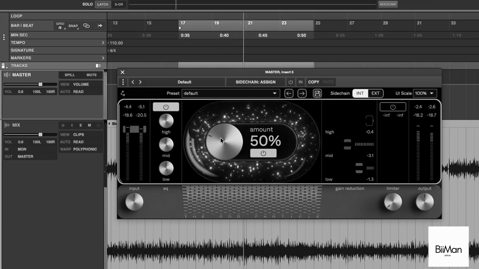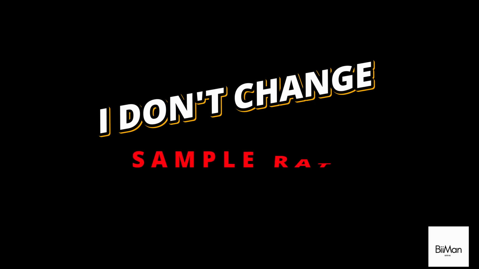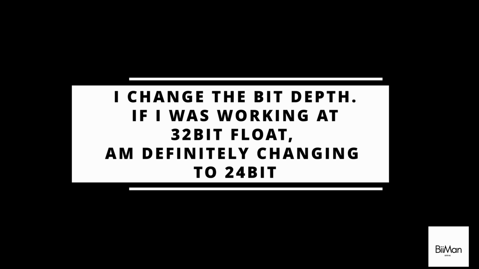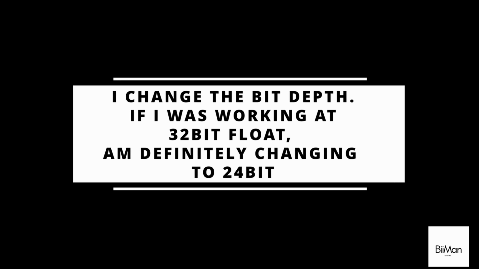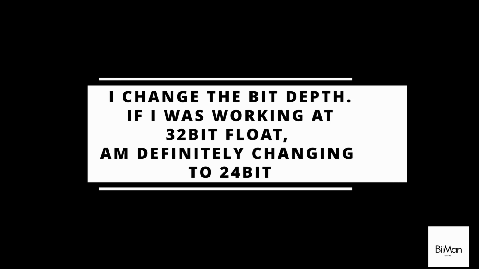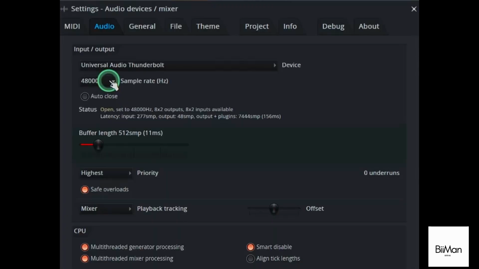And on this second WAV file, I don't change the sample rate. I might change the bit depth, most definitely. If I was working at 32-bit float, I'm definitely going to change the bit depth from 32-bit to 24-bit. But I'm maintaining the sample rate at 48K. I don't change the sample rate, I change the bit depth.